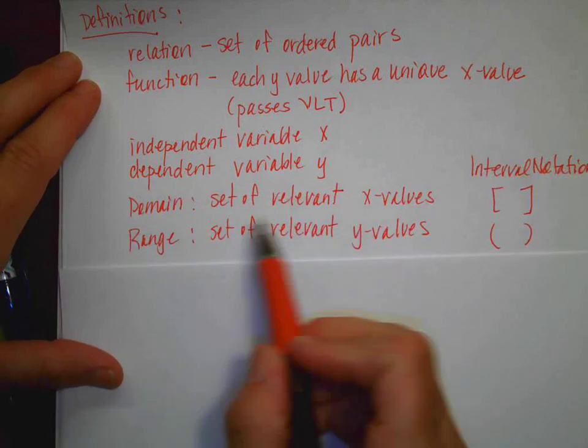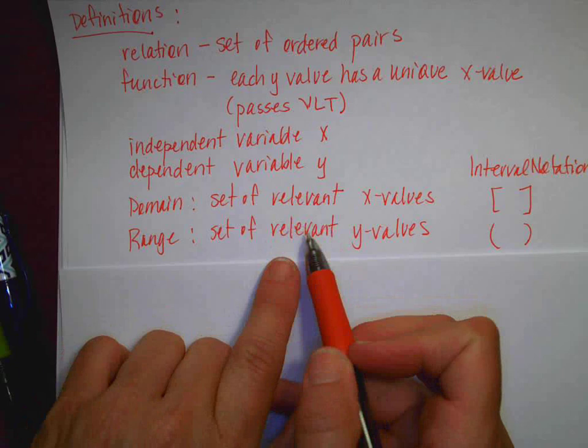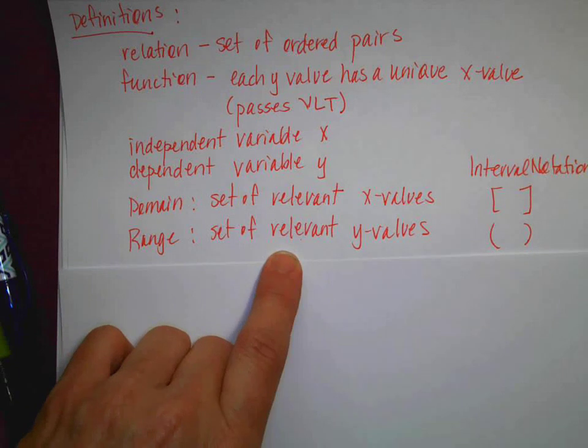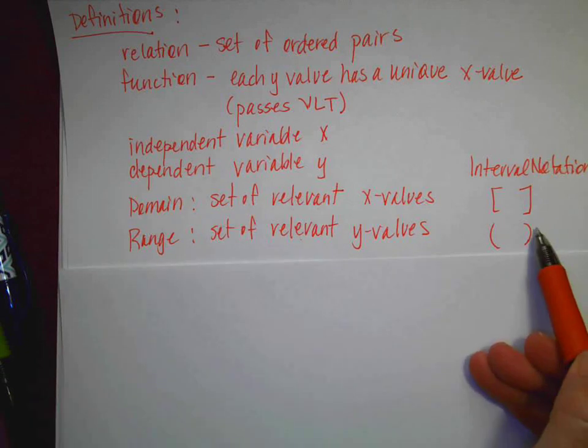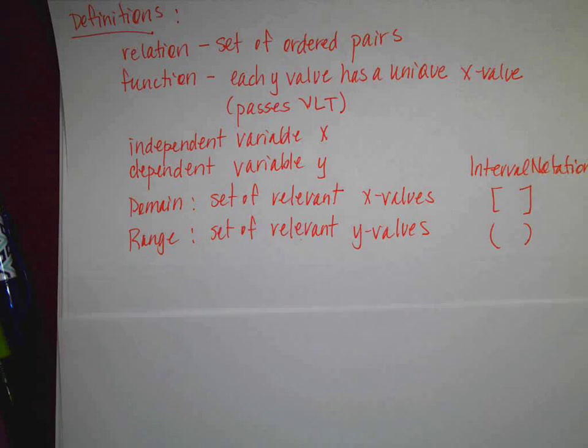Domain and range. Domain is the set of relevant x values. Range is the set of relevant y values. When we report domain and range, the expectation is that you're always going to use interval notation.